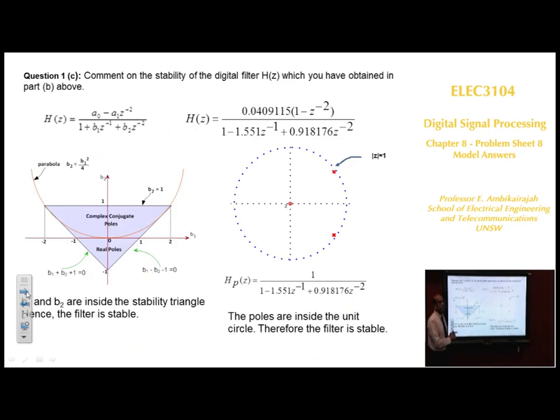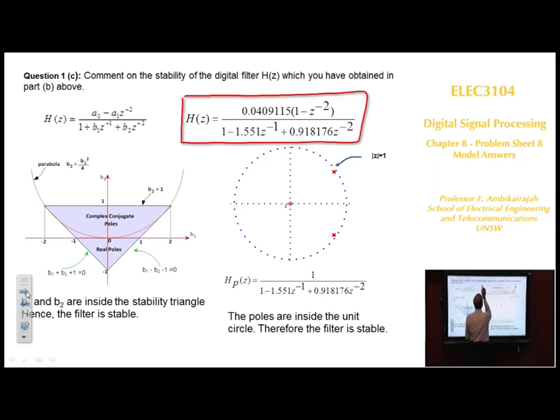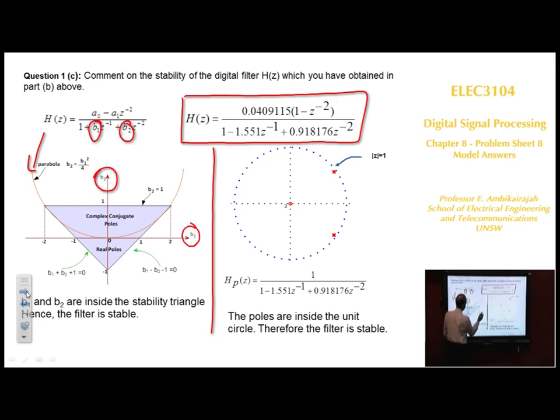Now in the same question you are asked, this filter that you found, is that a stable filter? So we can do 2 ways. One is the stability triangle. Remember the stability triangle we learned, where we plot the B2 coefficient against the B1 coefficient. If the coefficients are inside here, if you plot this one, if the point is in here, then it's a stable one.